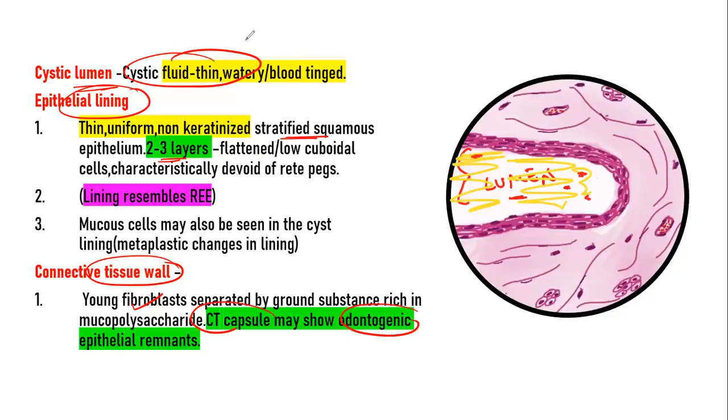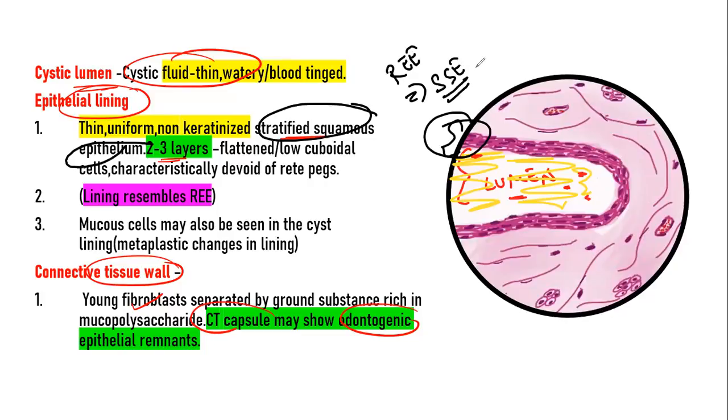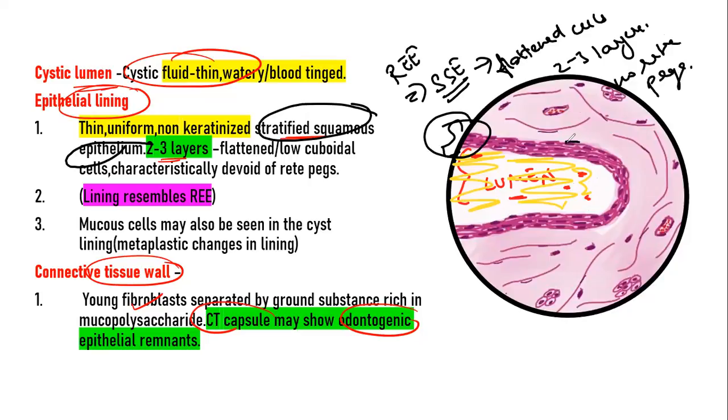Then you have the cystic epithelium lining. Now, since it is derived from the reduced enamel epithelium, it resembles stratified squamous epithelium. It is non-keratinized stratified squamous epithelium, which has flattened cells, 2 to 3 layers in thickness, right? You characteristically see no rete ridges, right? So the connective tissue interface with the epithelium lining is flat. Sometimes these cells may show metaplastic changes.